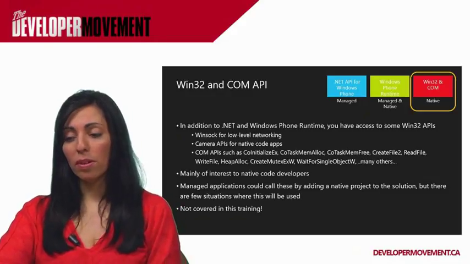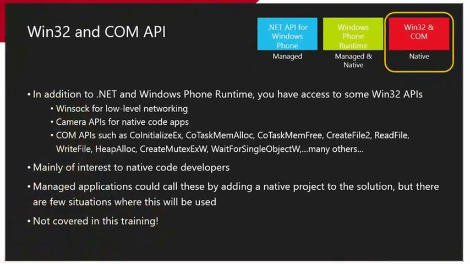And for native code, developers can access the Win32 and COM APIs to access low-level networking functions. So this is not something that we're really going to get into too much today, but just know that it is there and it is available for you in your development models.